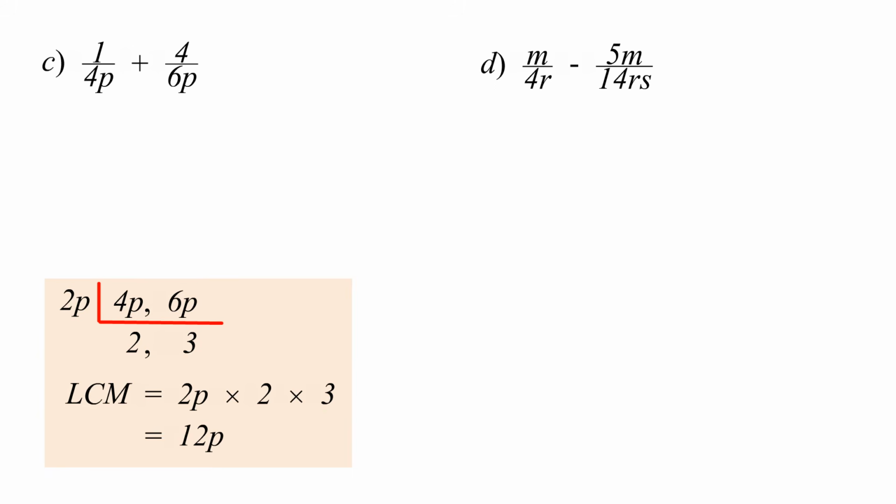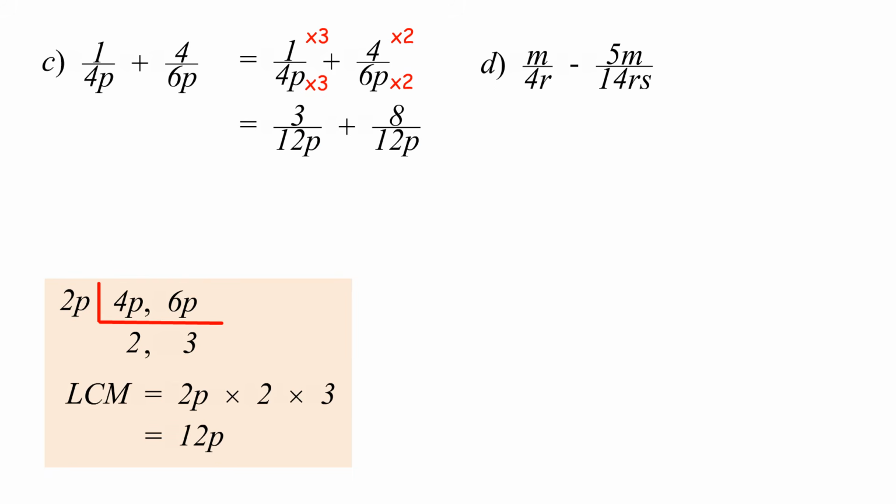So now we know that the LCM of 4p and 6p is 12p. In order to make the denominator become 12p, 1 over 4p needs to times 3, for both denominator and numerator, and 4 over 6p needs to times 2, for both denominator and numerator, equals 3 over 12p plus 8 over 12p, equals 3 plus 8 over 12p, equals 11 over 12p.